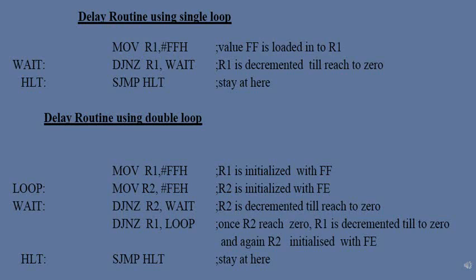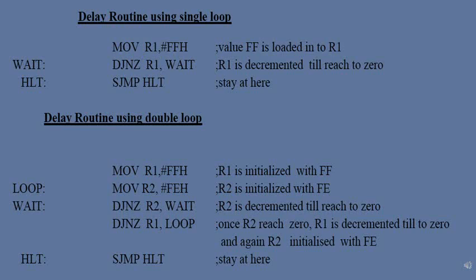And the second instruction is MOV R2, #FE. Here the data FE is moved to register R2. And the third instruction is DJNZ R2, wait. This instruction decrements the value in register R2 until R2 is 0. The same instruction is executed again and again. After that, when R2 becomes 0, it moves to the next instruction, DJNZ R1, loop.